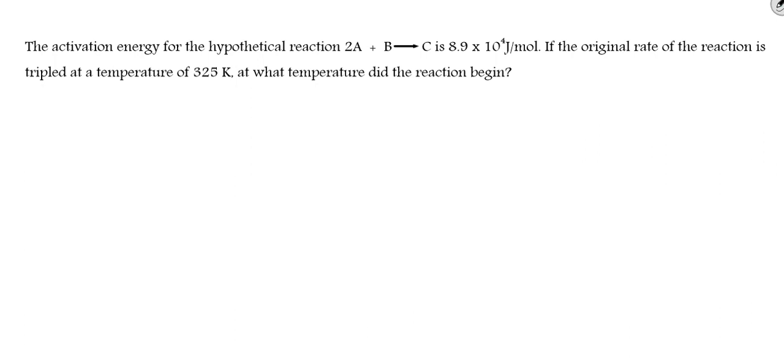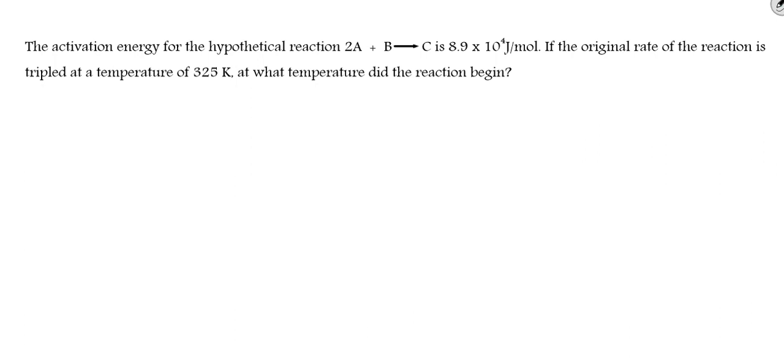The activation energy for a hypothetical reaction 2A plus B gives C is 8.9 times 10 to the 4 joules per mole. If the original rate of the reaction is tripled at a temperature of 325 Kelvin, at what temperature did the reaction begin? So you have a reaction that's occurring and then a new reaction. You're going to have two ks, two temperatures, and you're given an activation energy.